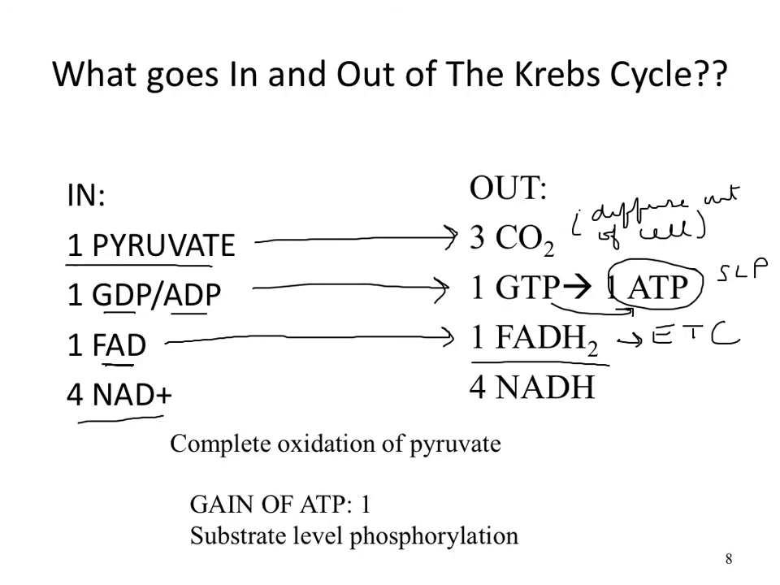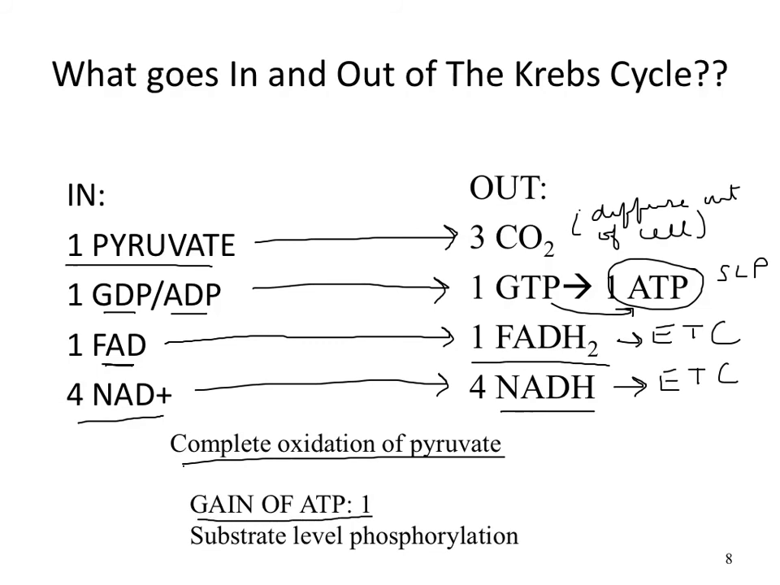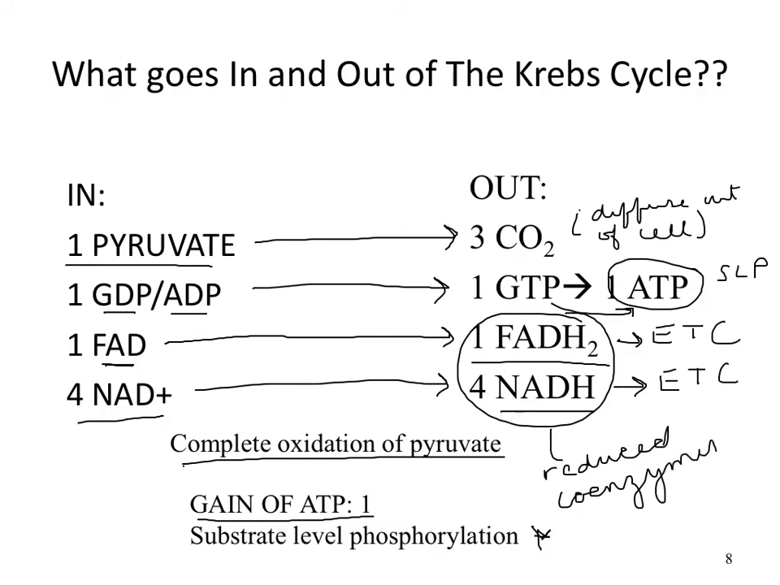4 oxidized molecules of NAD plus went in, and again, this includes the preparatory reactions, this accounting, and 4 reduced NADH come out. Those also go off to the electron transport chain. So we've accomplished complete oxidation of pyruvate. We have gained 1 ATP via substrate level phosphorylation, and we've also obtained numerous molecules of reduced coenzymes, which can go to the electron transport chain and contribute to its function, which we will consider in the next part of this lecture.